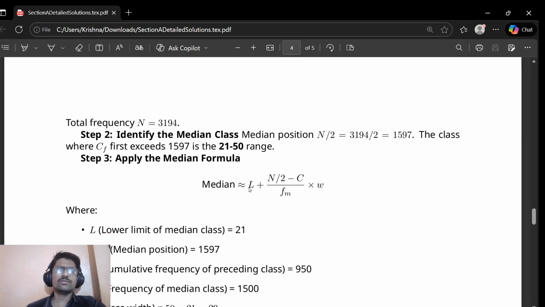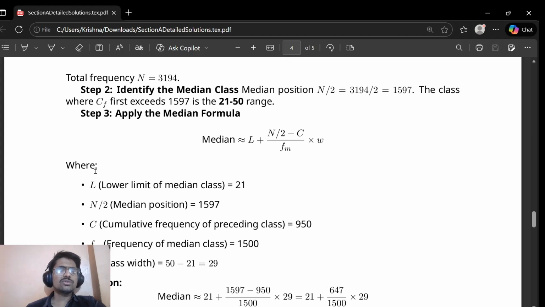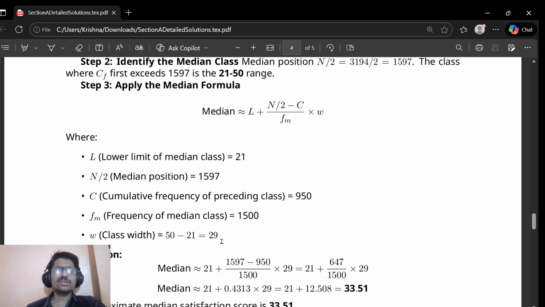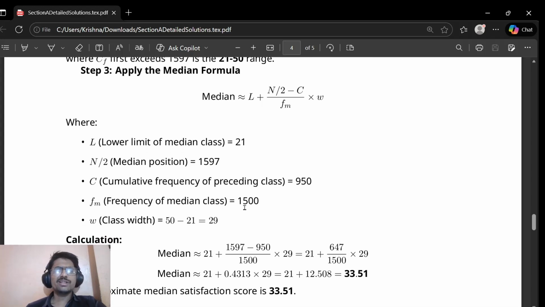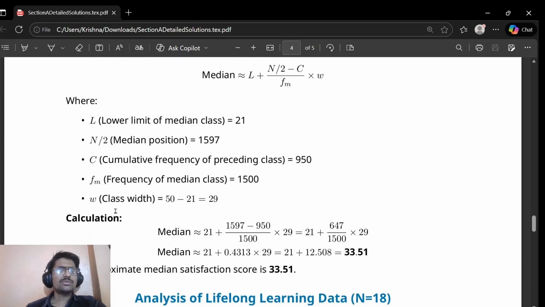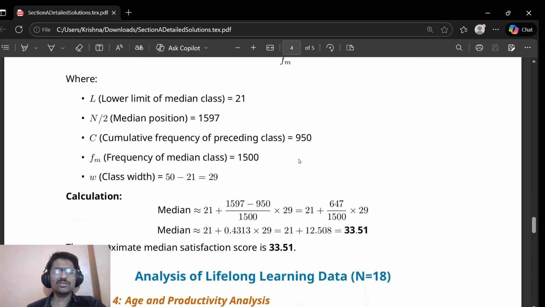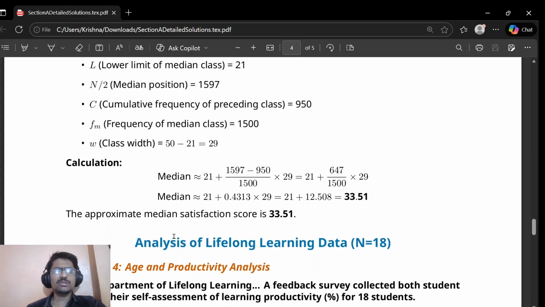Step 3, apply the median formula. Median is equal to L plus (n divided by 2 minus C) upon Fm, into W, where L is equal to the lower limit of the median class, which is 21, n divided by 2 is the median position, which is 1597, C is equal to the cumulative frequency of the preceding class, which is 950, Fm is equal to the frequency of the median class, which is 1500, and W is equal to the class width, which is 29. So for the calculation, we put these values in this formula and get 33.51. So the approximate median satisfaction score is 33.51.